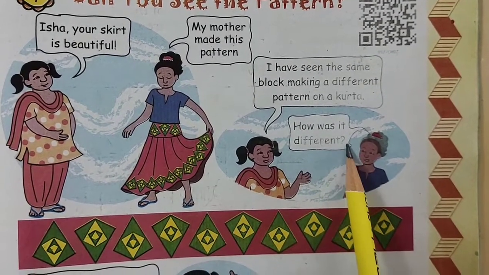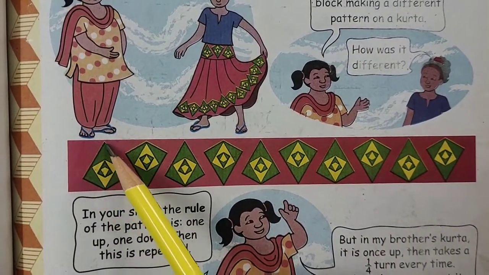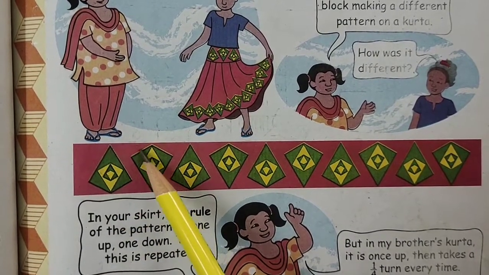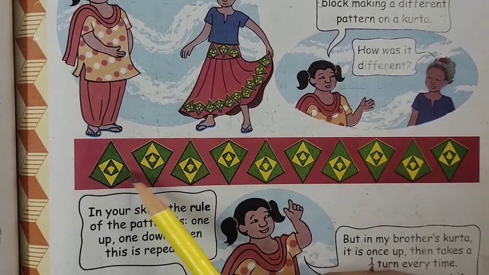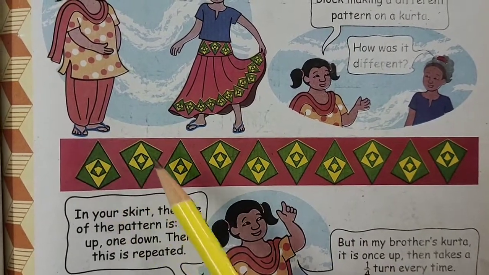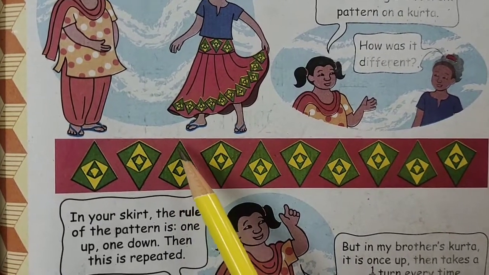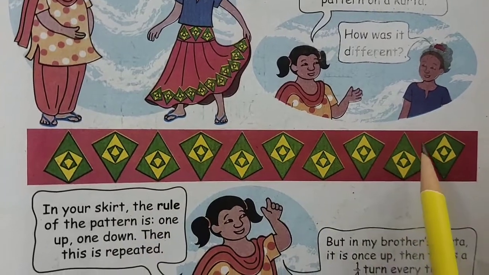How was it different? See, this is a triangle shape. The top is here, and now it is inverted. So if you look at the pattern, it is rotated. A half rotation has been made in this pattern, so it looks like a different pattern.